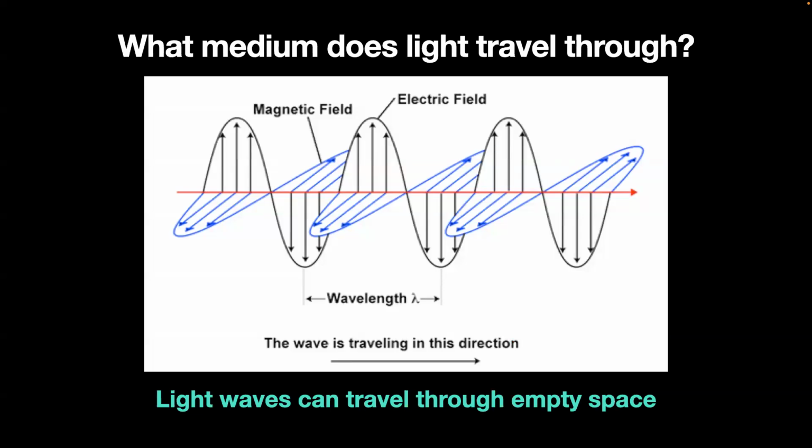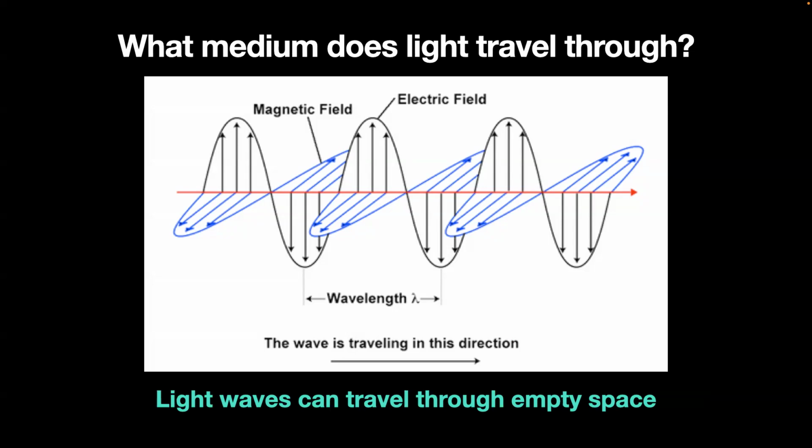Another difference from mechanical waves is that waves, like water waves, travel through a medium, right? Like that ocean wave I showed earlier, we have a wave traveling through the medium of water. Sound travels through a medium of air. But we know that light can actually travel just through the vacuum of space. So what exactly is the medium that light goes through?